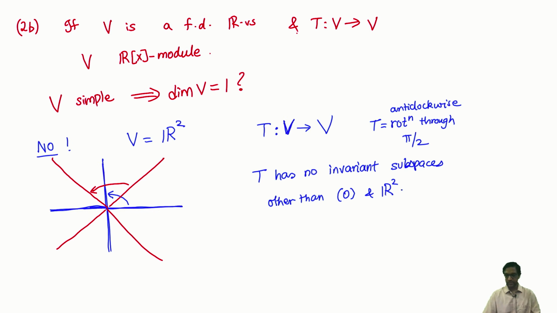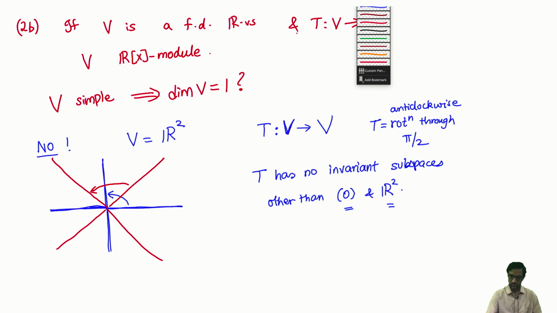Why is this? Because the total dimension is 2. This is the 0 dimensional subspace, this is the 2 dimensional subspace. What else can it have? If at all it had an invariant subspace, it must be a 1 dimensional space. So the question is, can T have a 1 dimensional invariant subspace? What's a 1 dimensional subspace? It's just a line. So the question is, can I just draw a line somewhere and say, let's say this one here, I draw a line now, let's just use some other color. So this is a line.